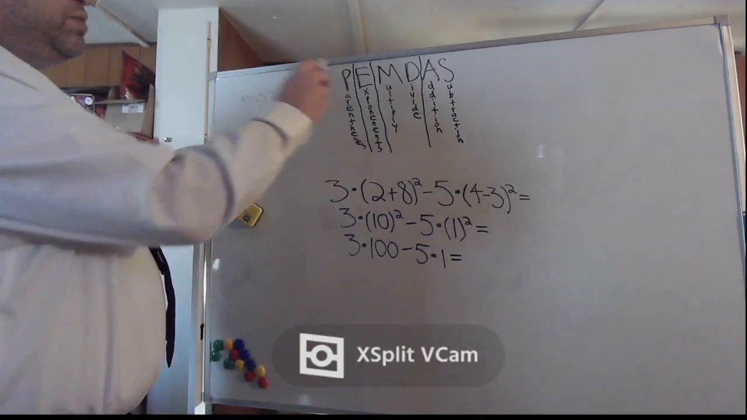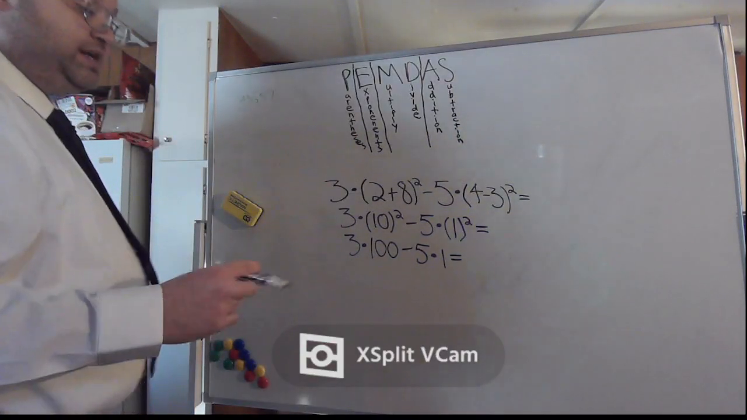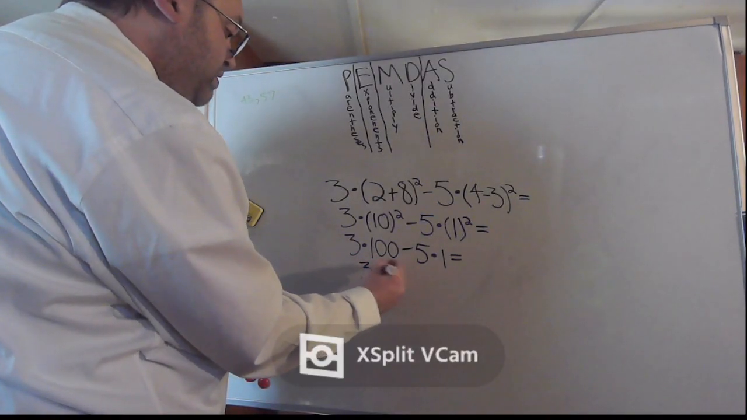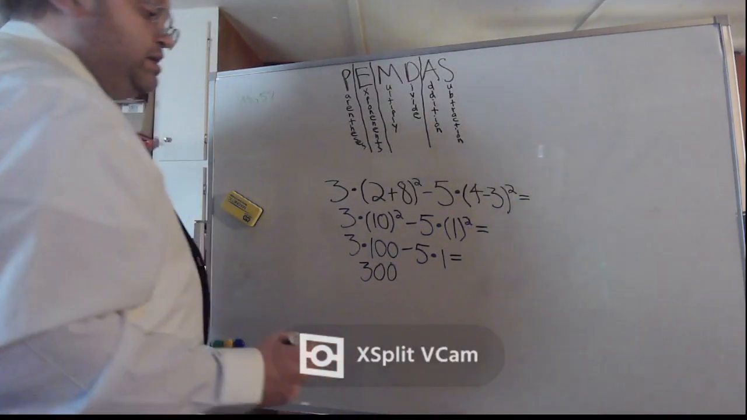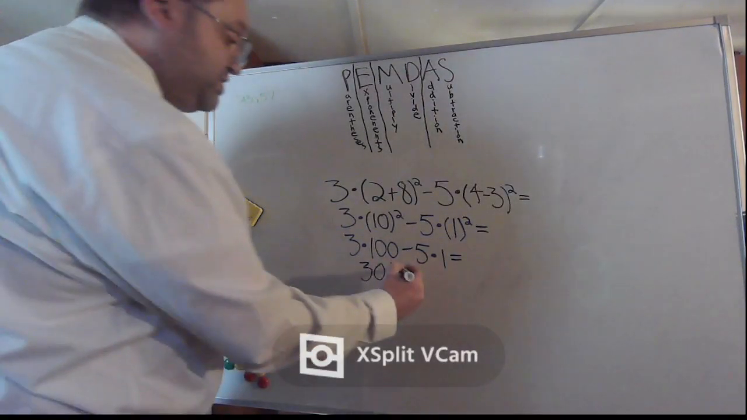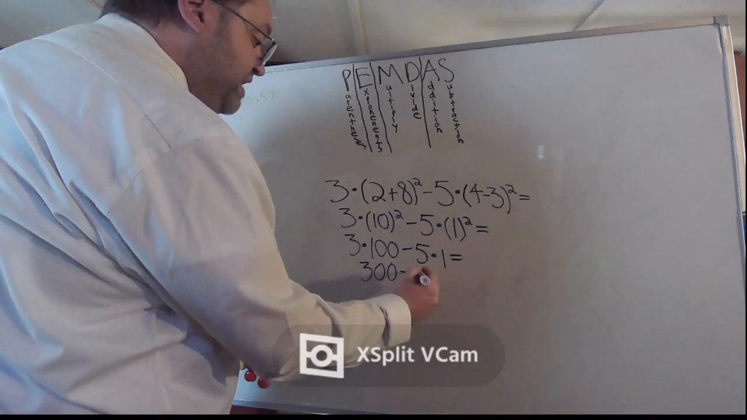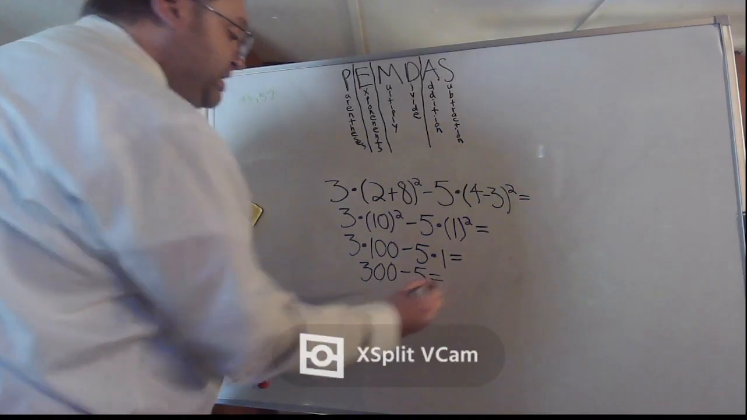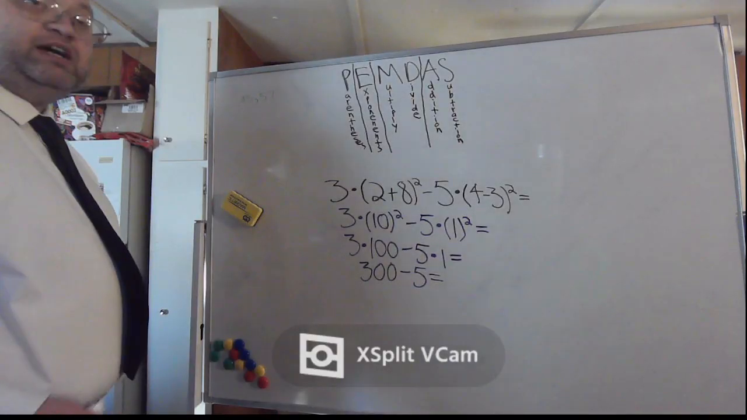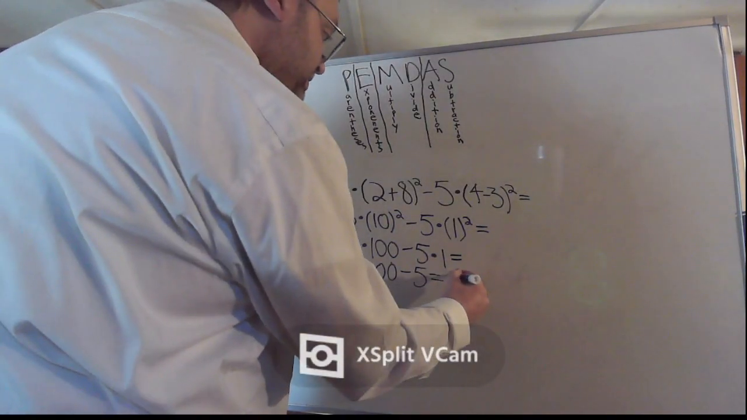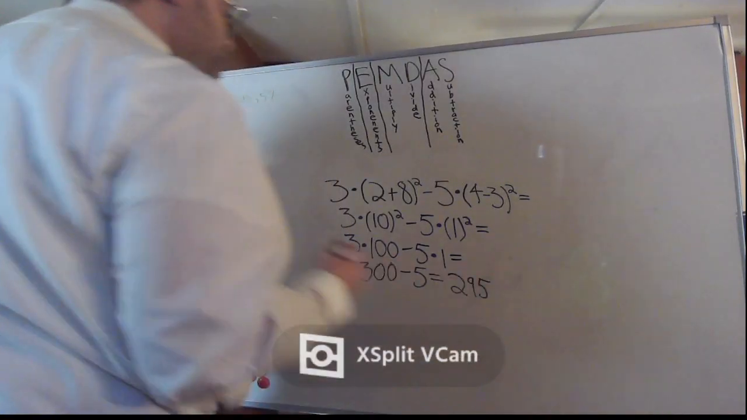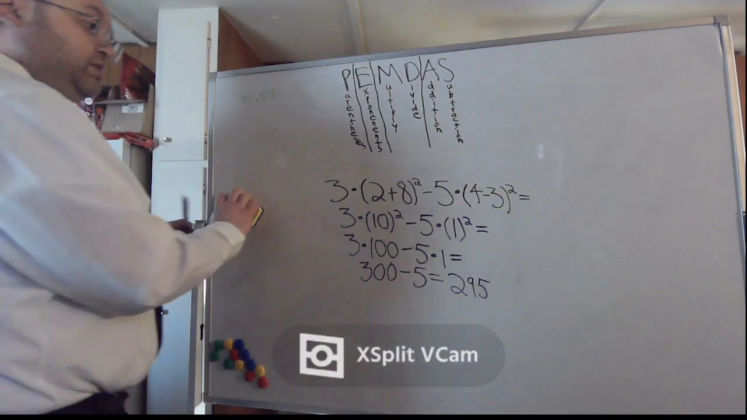So according to the rules, next thing we're going to do is our multiplication. What's 3 times 100? Well, that's just 300. And we have minus 5 times 1. You'll do your multiplication first, so that'll be minus 5, because 5 times 1 is 5. Now you're left with a simple subtraction problem. 300 minus 5 is 295. So 295 would be your final answer.